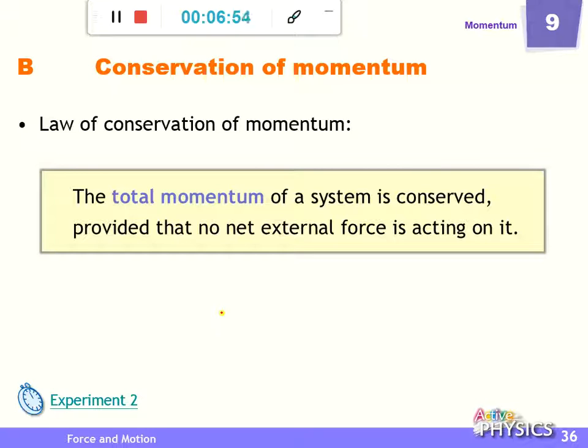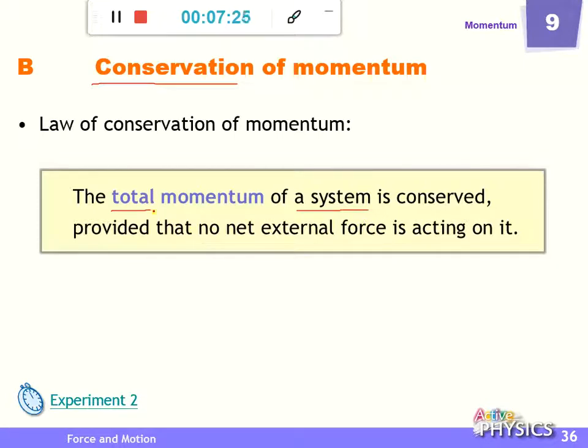Part B, we will focus on the conservation. Once again, what's the conservation? It means that no change. You cannot create, you cannot destroy. But what are they? You should focus on this word, the total momentum of a system. System means that inside the system there may not be only one object. We will have at least two objects because they should have a collision. One collides with the other.